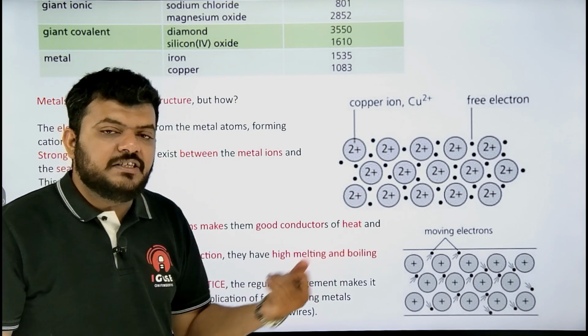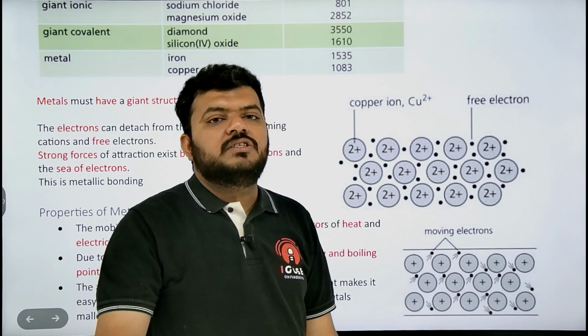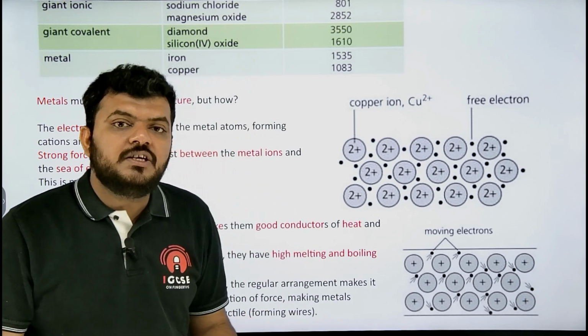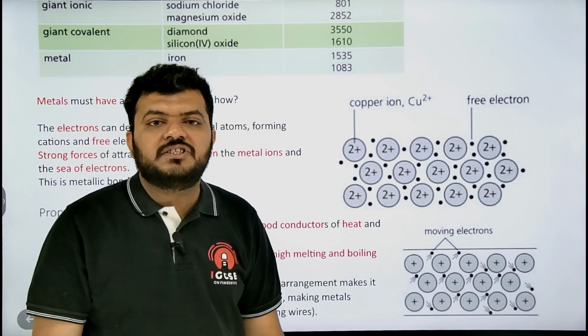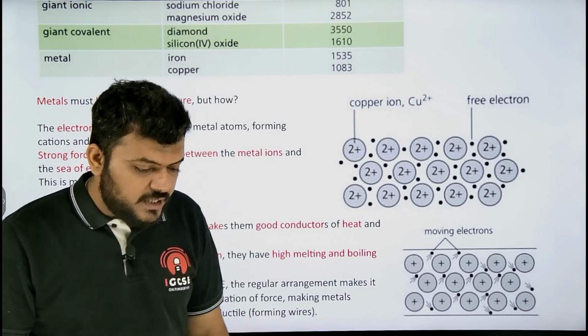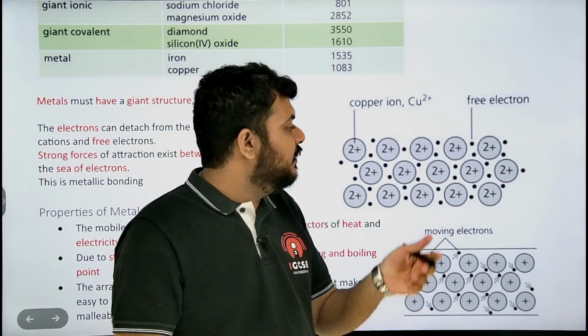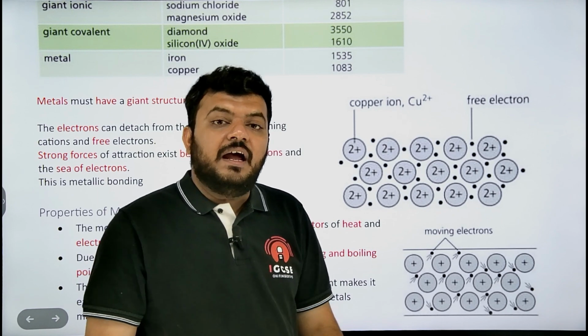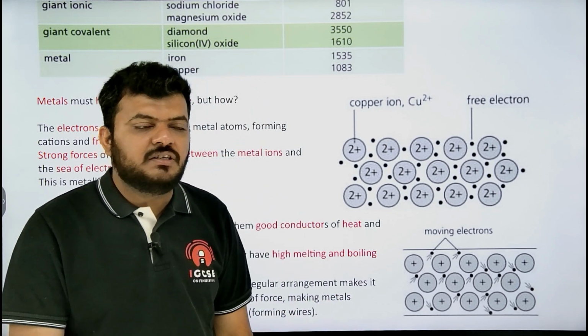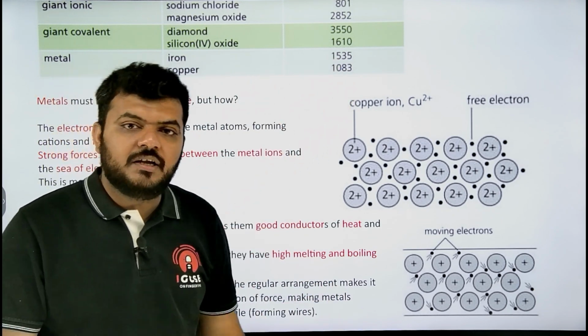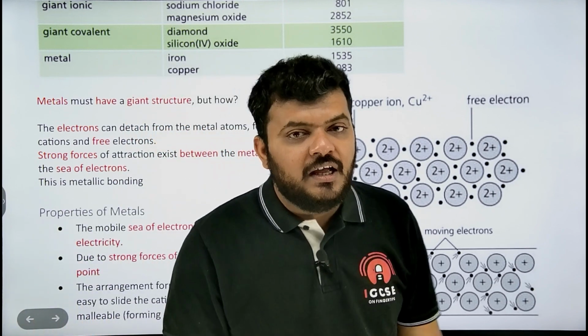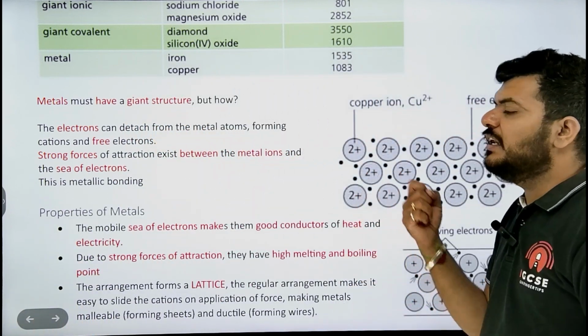Now cations are positively charged, electrons are negatively charged. There is a very strong force of attraction between these two, which means metals having a lattice structure and a high force of attraction should have high melting and boiling points. Now it also makes sense that metals have free electrons.